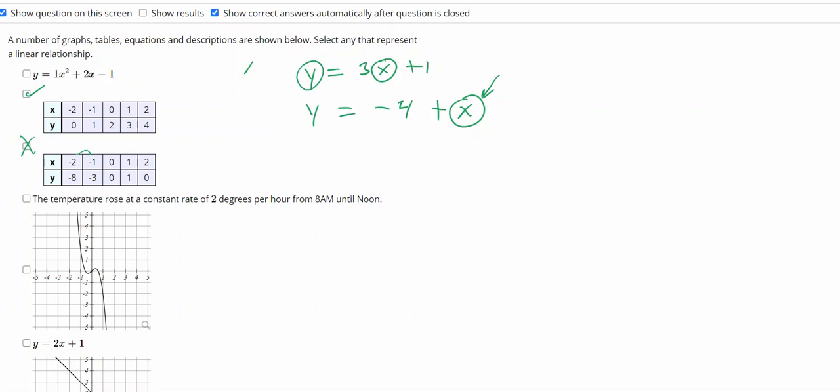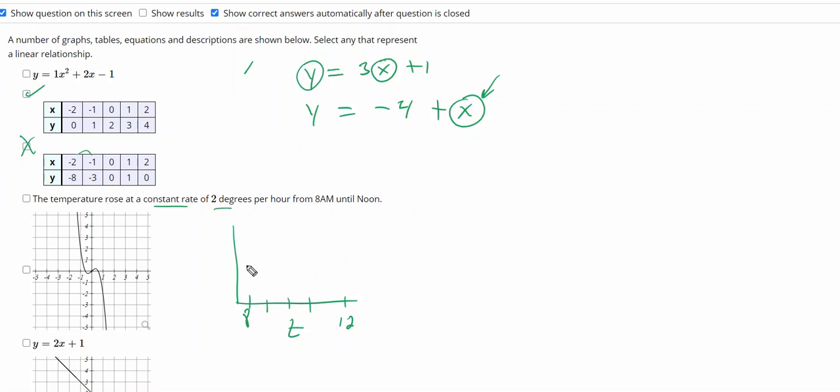These ones, okay, the temperature rose at a constant rate of 2 degrees per hour from 8 a.m. until noon. So if it's going up by a constant amount, then that will be linear as well. Let's say that this was a graph, just to give you an idea, and this was time across the bottom, and we started at like 8 a.m., and this was at noon.